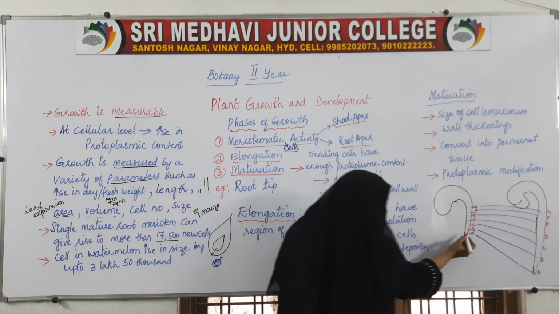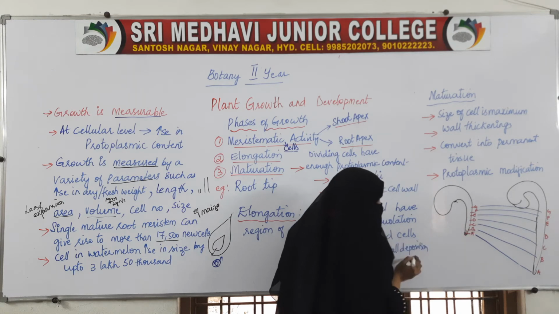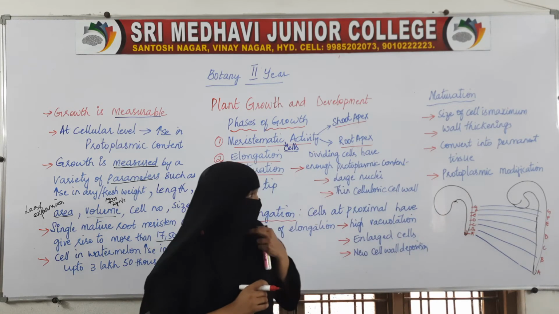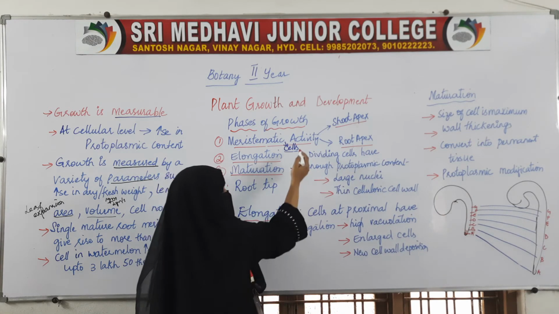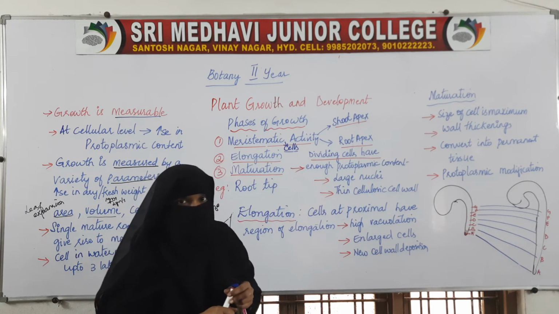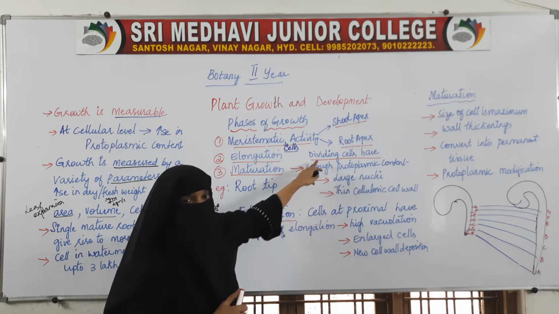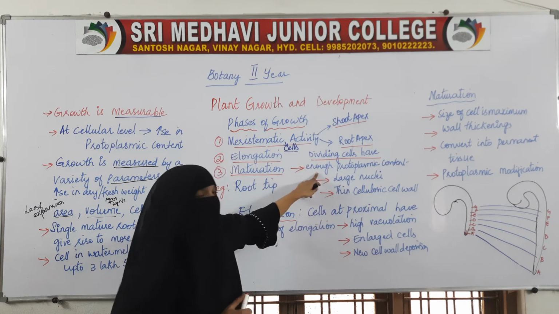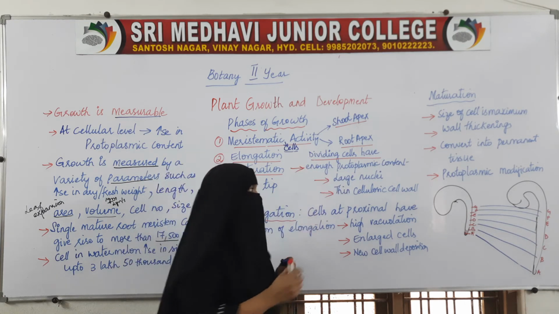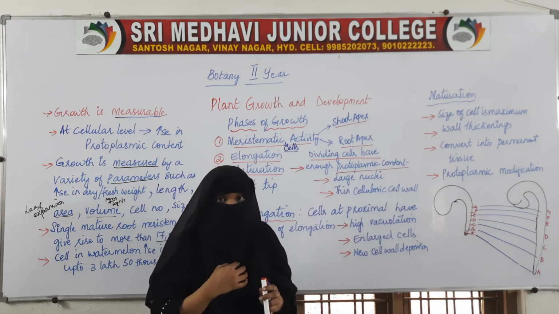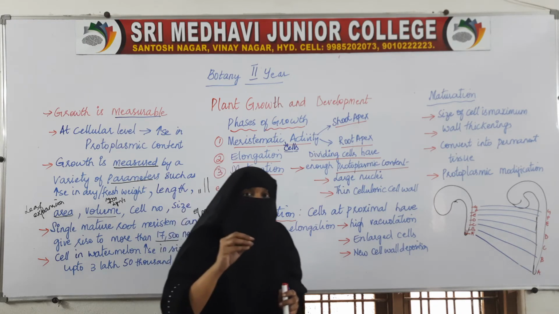For example, here is the meristem. It will continuously divide and produce a new number of cells. So when there are new cells, it will show increase. In this meristematic activity there are continuously dividing cells, and these cells will have good protoplasmic content, that is, the content inside the cell.